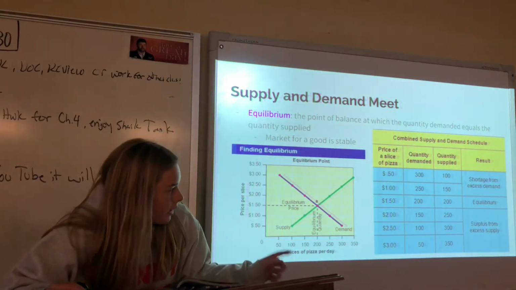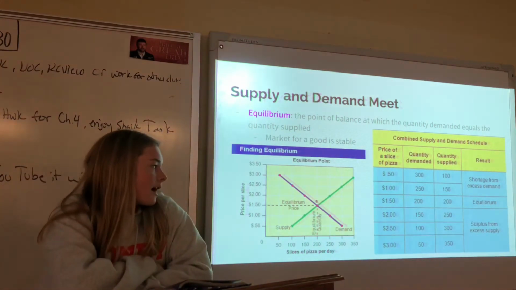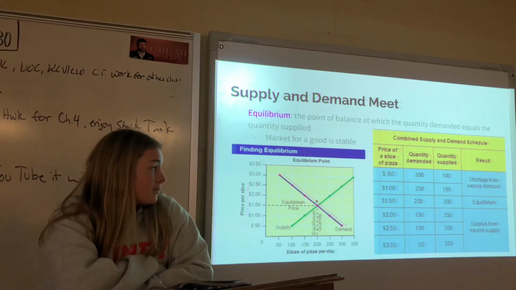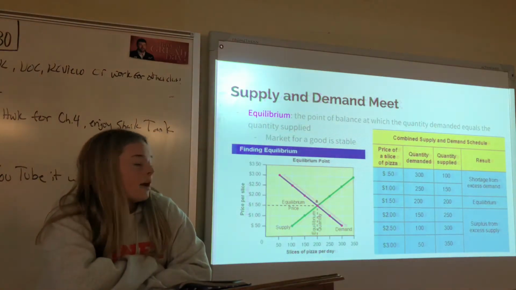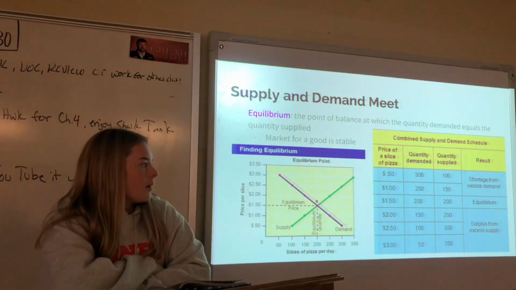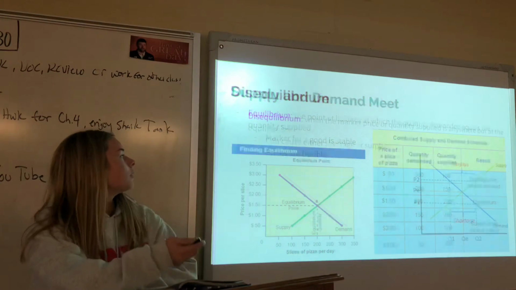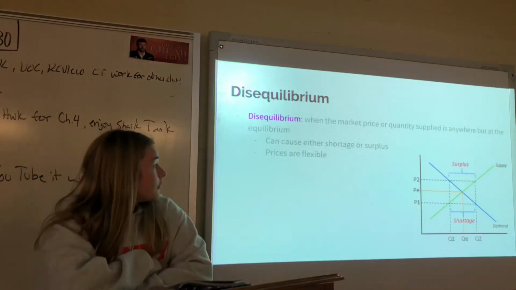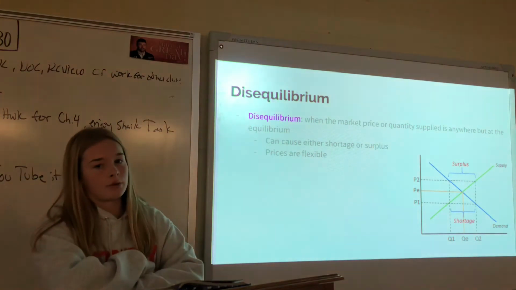So the chart over there, selling the pizza at $1.50, the demand and the supply are equal, so that's the equilibrium. Later on, it'll talk about disequilibrium, which creates either a shortage or surplus. And during this time, the prices are flexible because they want to get to the equilibrium point.